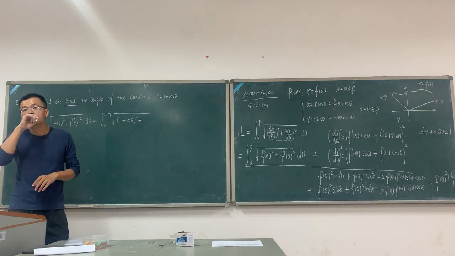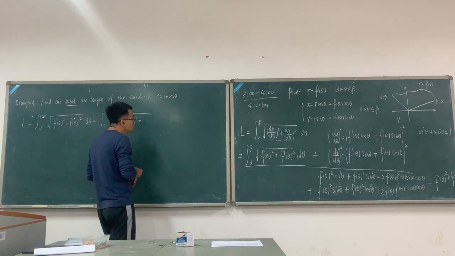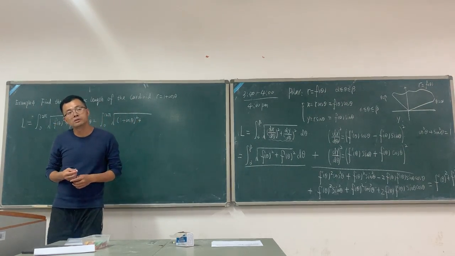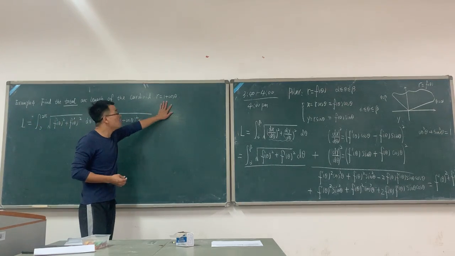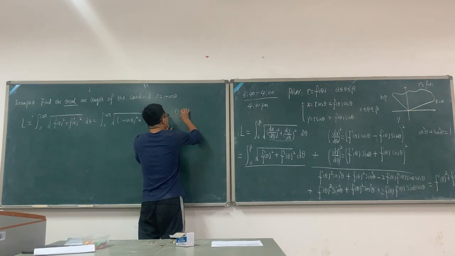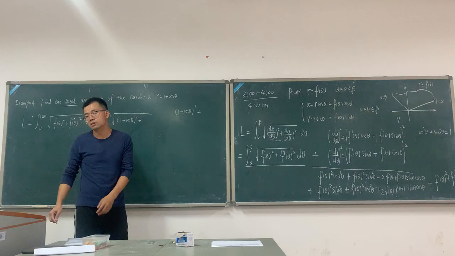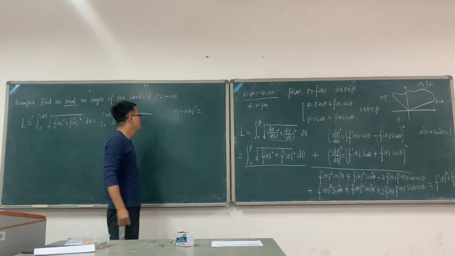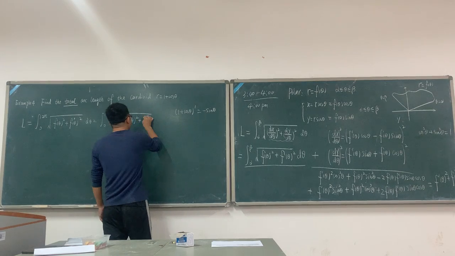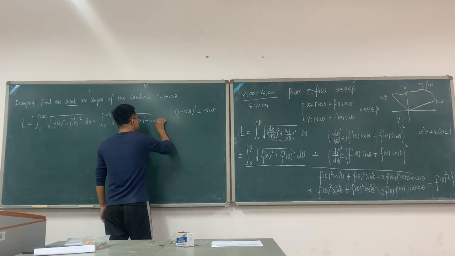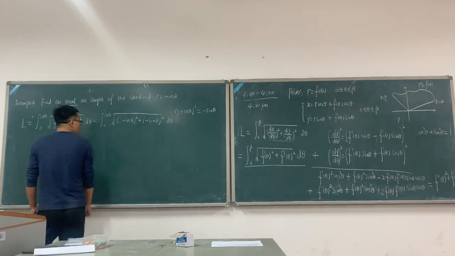Actually, it's minus sin theta. So when you square it here, it should be minus sin theta square, yeah? So d theta, okay?